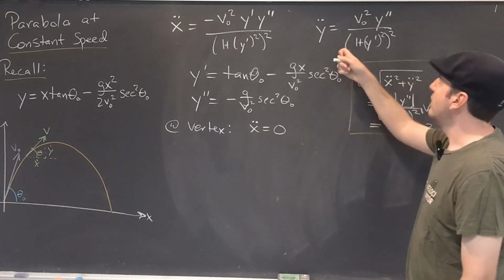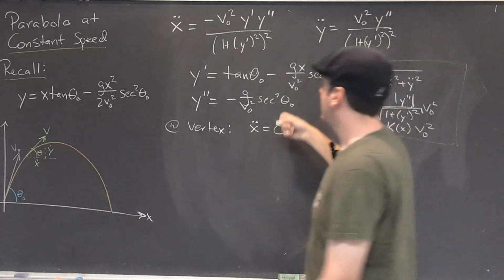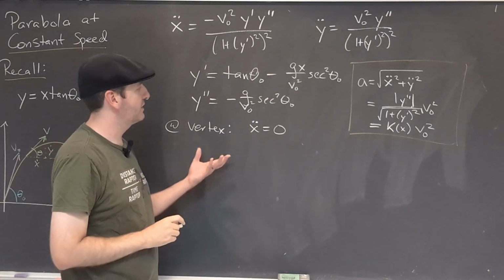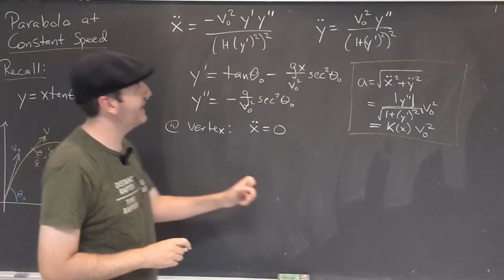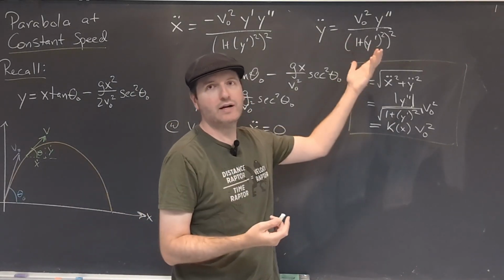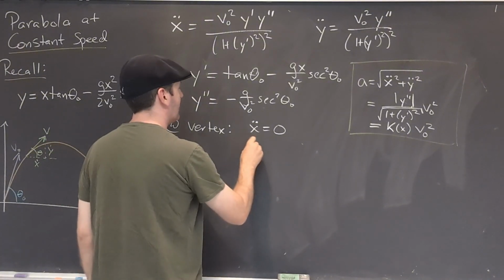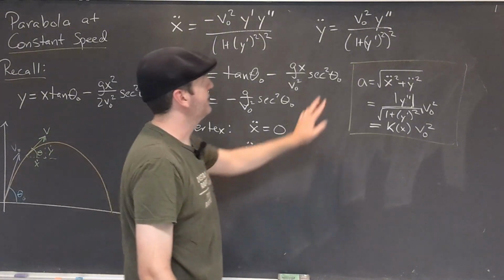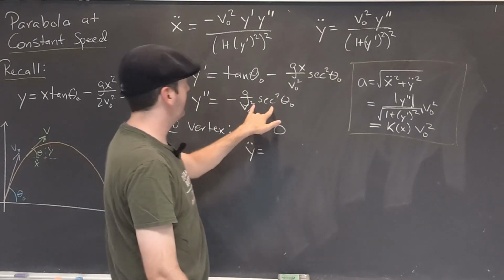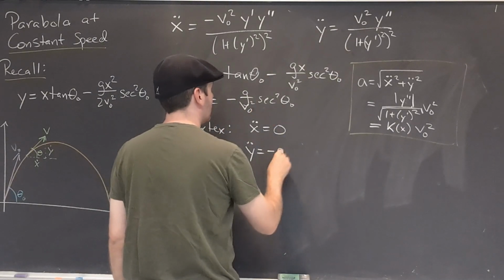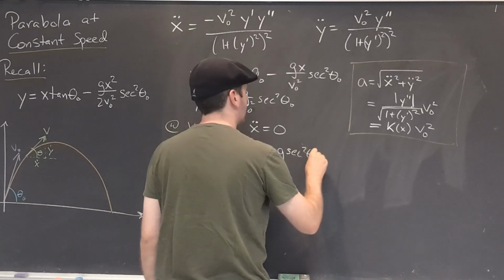To find the y component, I need to know what y double prime is. We already know what it is, and I do need to plug in what x equals the vertex is. But again, y prime is 0 there, so I don't really have to go plug it into the formula. So we'll just have that y double prime is v naught squared times this negative g secant squared, which is negative g secant squared theta naught.